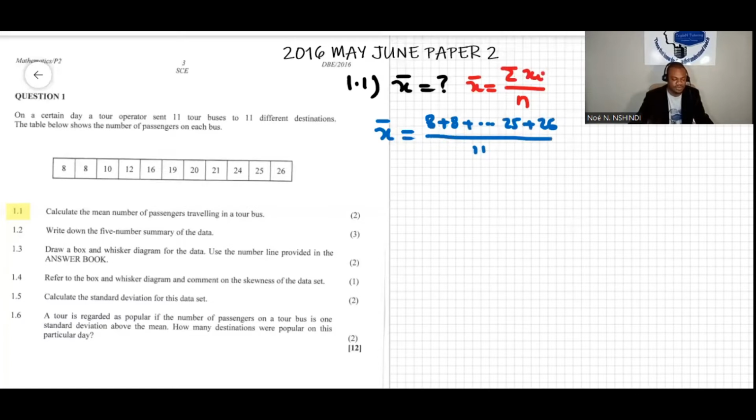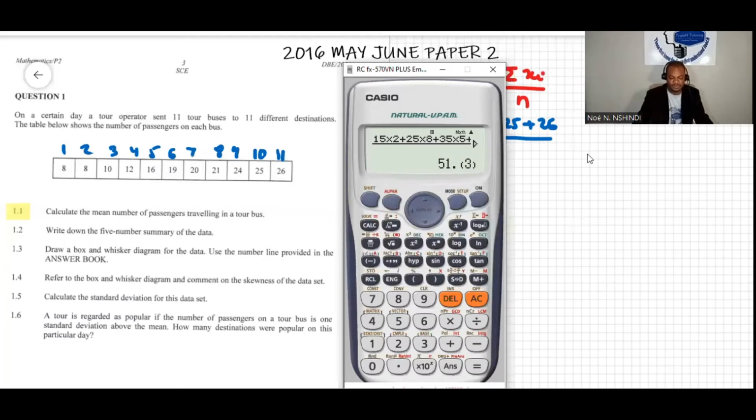We can count like this: 1, 2, 3, 4, 5, 6, 7, 8, 9, 10, and 11. So we do the sum of all of this. X bar will be equal to, I'm going to use a calculator here. We will do 8 plus 8 plus 10 plus 12 plus 16 plus 19 plus 20 plus 21 plus 24 plus 25 plus 26. Okay, all this over 11.